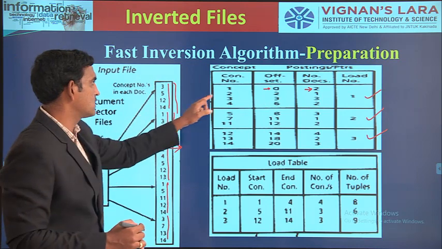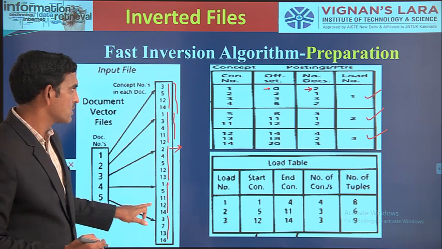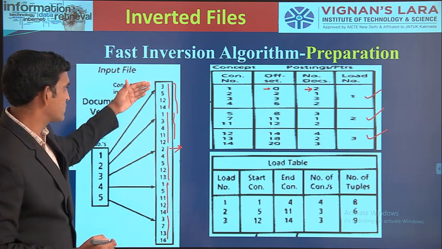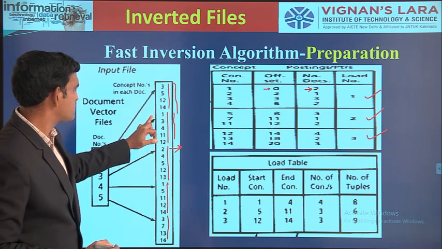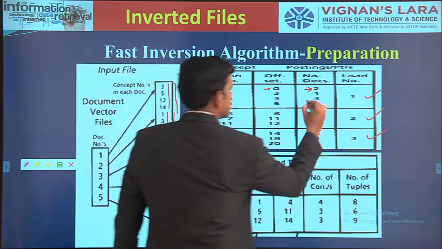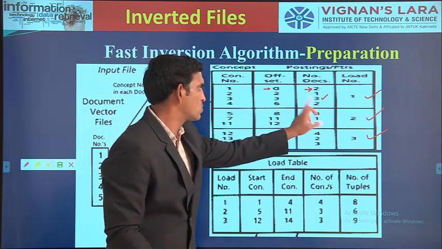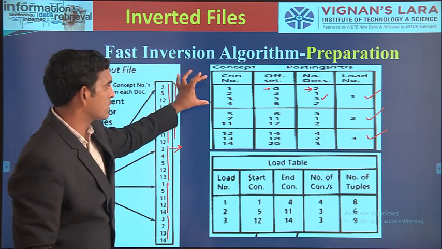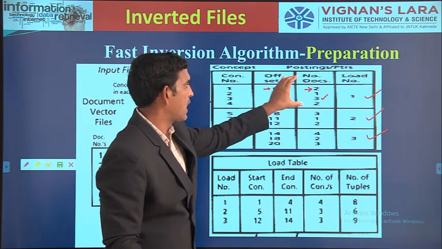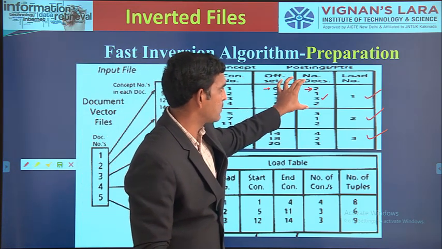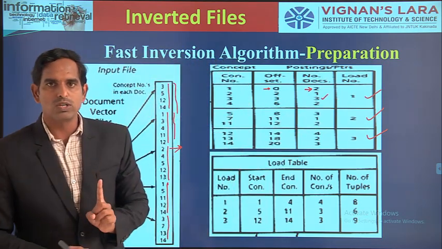And if you take the third concept, concept 3 is present in the fifth document. So concept 3 is present with the fifth document, that is why we will be keeping it as offset 3. Sorry, that is present 3 times. And concept 4 is present in 2 documents. So we are going to keep these particular concepts and the offset where each is present and the particular number of times it is present, and we are going to mark it as the load number.